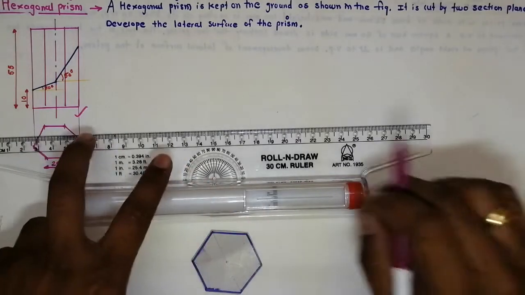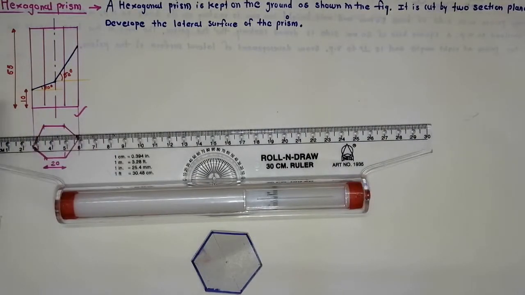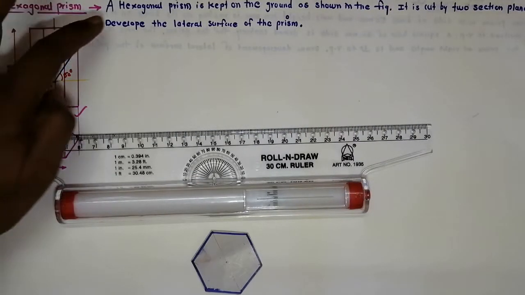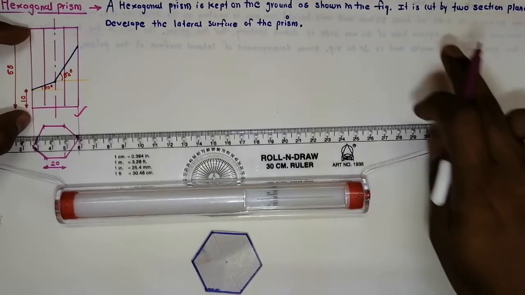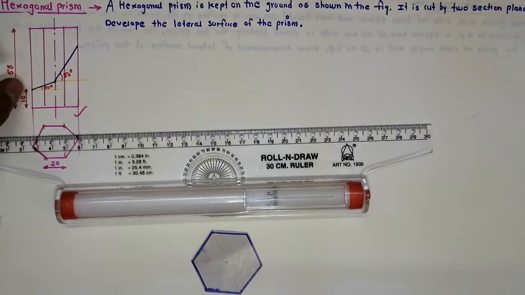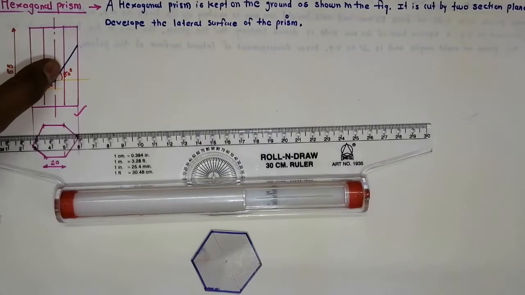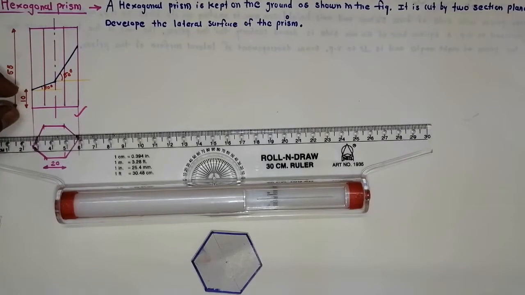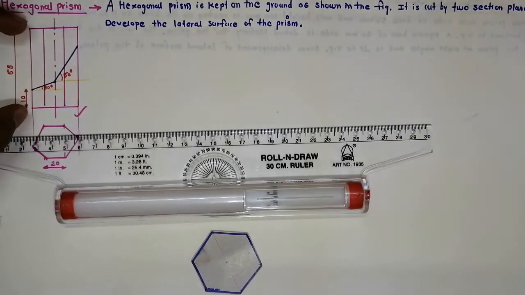Now the problem says a hexagonal prism is kept on the ground as shown in the figure. As compared to the previous problem, the theoretical part is not given. Here we have the front view of the hexagonal prism. It is cut by two section planes inclined at 30 degree and 50 degree. The position of the cutting plane is given: this is 10 mm from the base and the axis height is 55 mm. We have to develop the lateral surface of this prism.